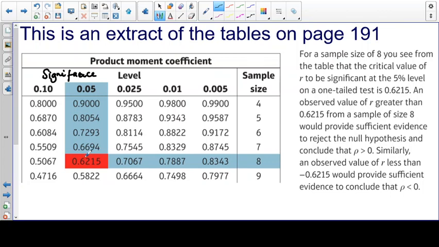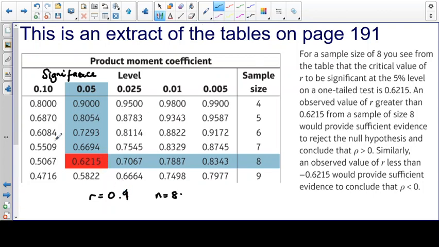Okay, so for example, if you've worked out your sample and you've got a PMCC of 0.9 for your 8 points, then this is saying there's only a 5% chance that your 8 points are going to give 0.6215. So if you've got 8 points and a PMCC of 0.9 and you only had a 5% chance of getting that number, then there must be something in that. That must be significant.